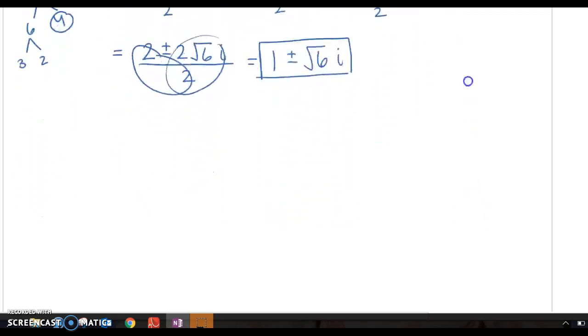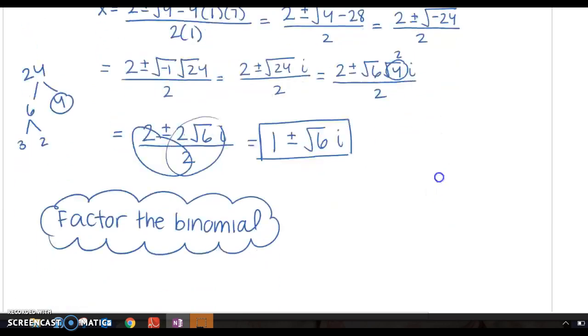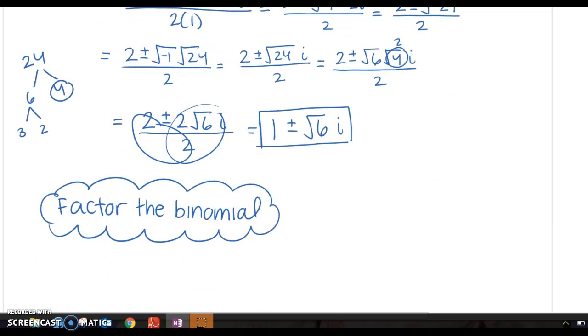And I added a couple examples in here where we factor a binomial. There are examples like this in your homework. So we're essentially using the theorem that we talked about before, which said that a plus bi times a minus bi equals a squared plus b squared. So this is where this is coming from.